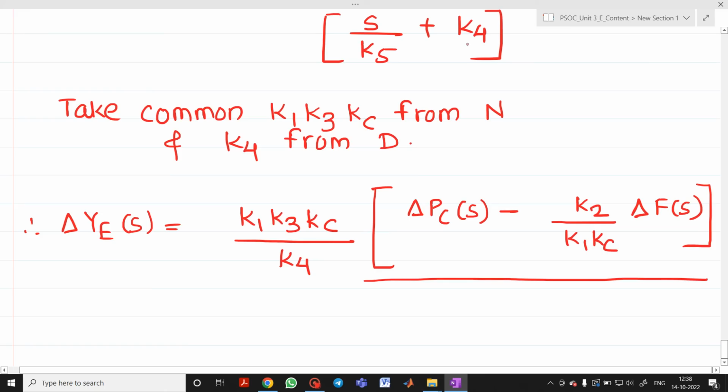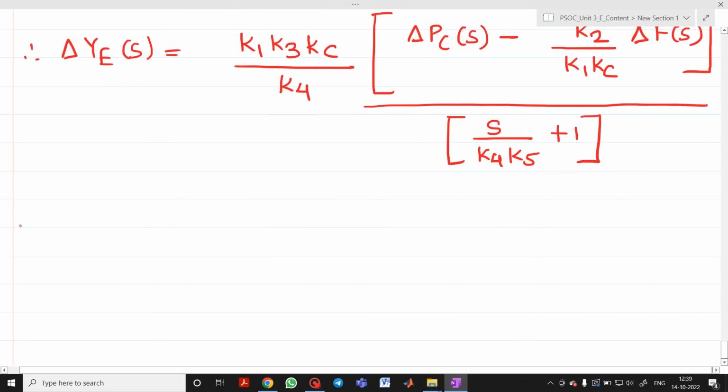And what did we do here? K4 has been taken common from the denominator, so I can write it as S upon K4 K5 plus 1. If you multiply K4 inside, K4 will cancel, and you will get S upon K5. So you will get the same term, and this equation we will get. So finally I can write it here: therefore delta YE of S will be equal to what?